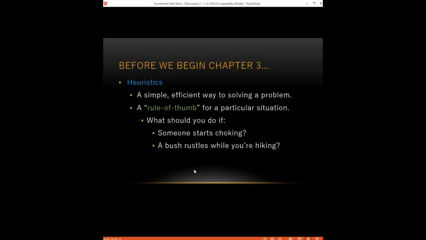How about this one? Here's a heuristic that you probably didn't have to learn. Let's say you're out camping and walking along a trail, and then right next to you, just a couple feet away, not super far, a bush rustles. What's your heuristic? What's your rule of thumb? There's a bush rustling next to you.